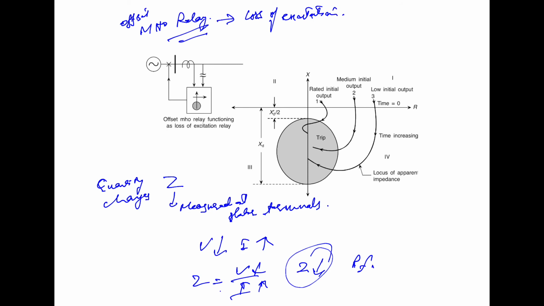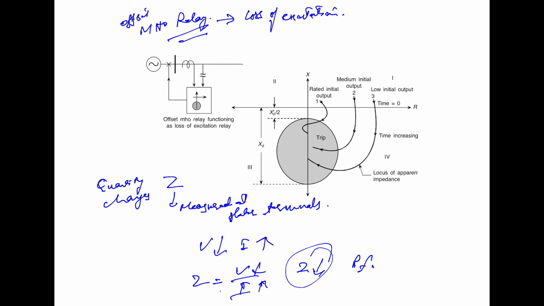During the normal steady state operation, the impedance seen from the stator terminals, that is the apparent impedance, lies in the first quadrant of the R-X plane, as we have explained in distance protection also, as shown here.